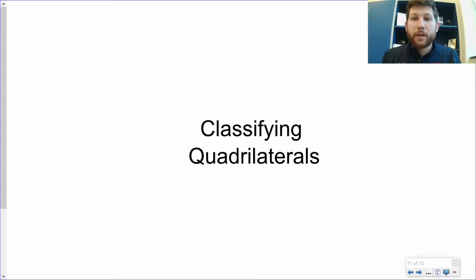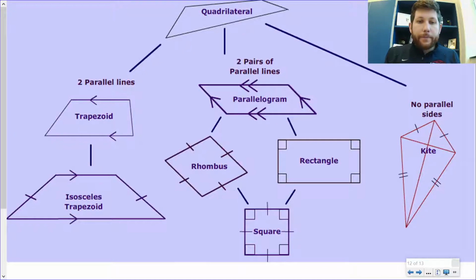In this video, we're going to take a look at classifying quadrilaterals. Now, before we jump into this, there's this really nice flow chart of quadrilaterals from mathwarehouse.com that's really helpful here.